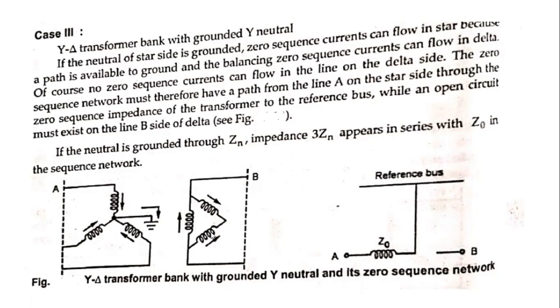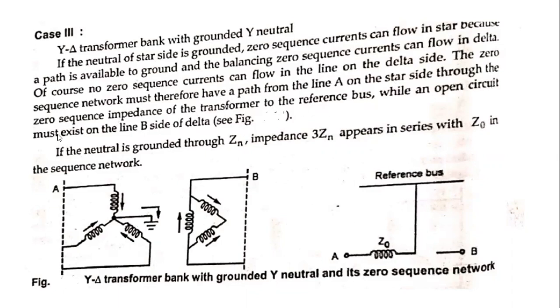The zero sequence network must have a path from line A on the star side through the zero sequence impedance of the transformer to the reference bus. When the star is grounded and the delta is connected, there is a path between A and the reference bus.